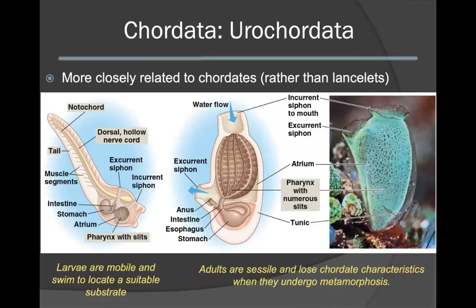In the adult form, note the current of water flow. Water flow will enter into the incurrent siphon and enter into the mouth. This will then lead to the pharynx that has numerous slits to help water pass through while concentrating the food particles. The food particles will then travel through the esophagus into the stomach, into the intestinal area where nutrients will be absorbed and then be eliminated out the anus. This will then allow for the waste material to then pass out the excurrent siphon into the surrounding environment.